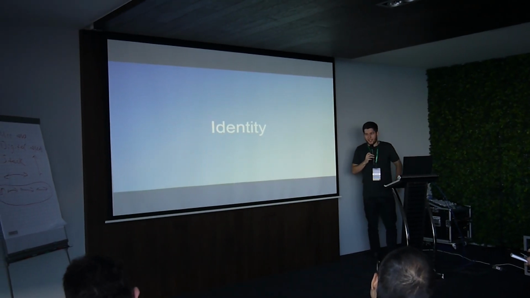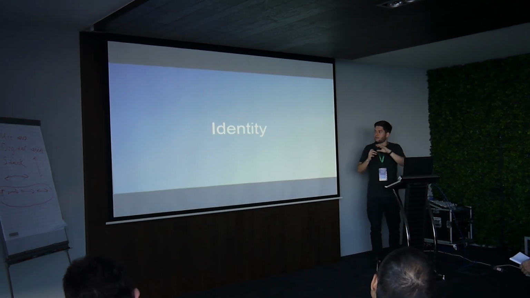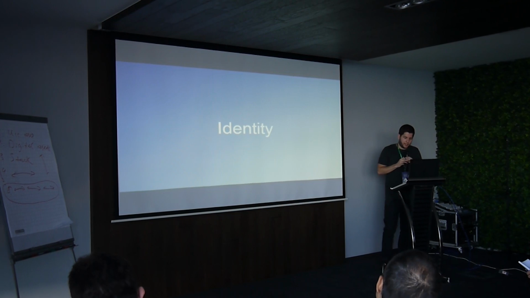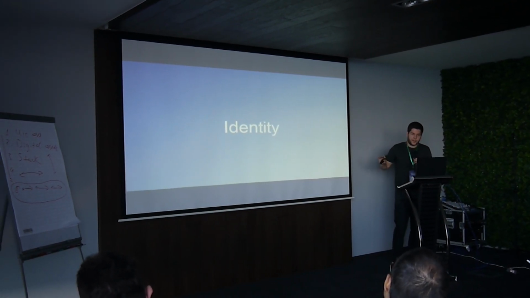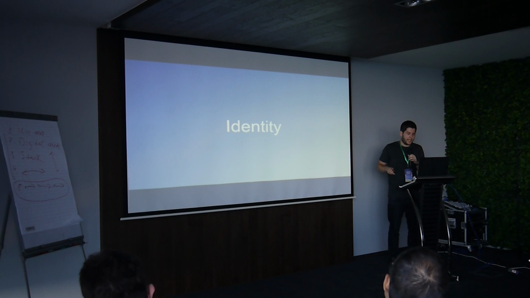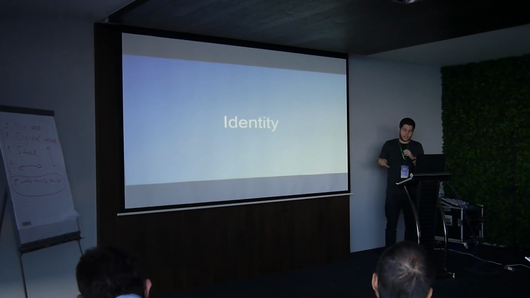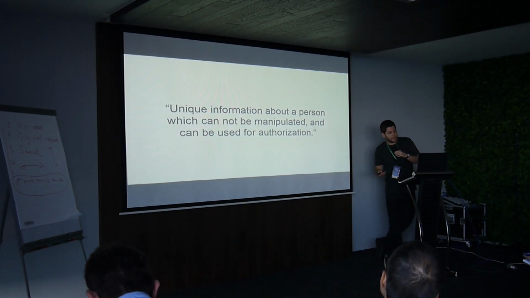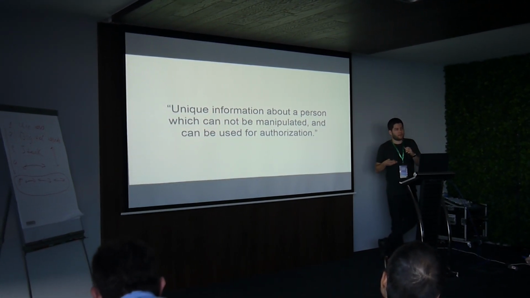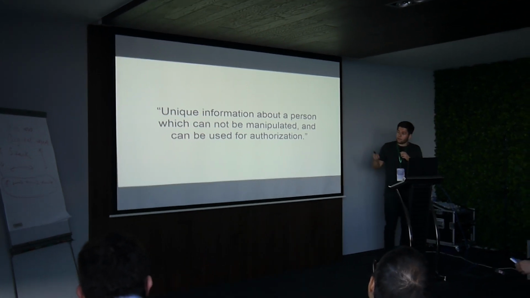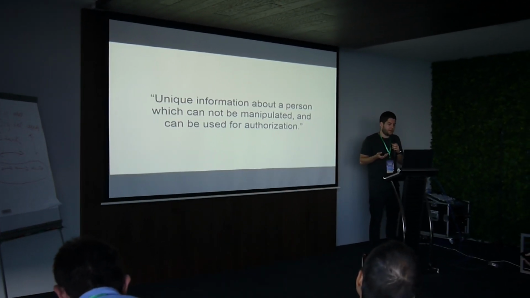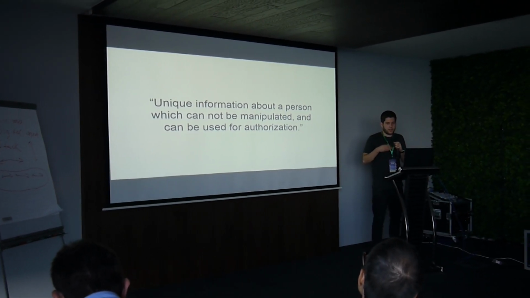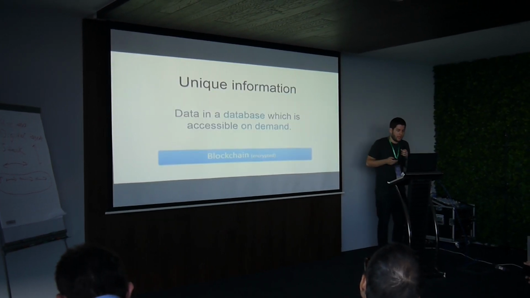So this was explained on a more general level. I'm not sure everyone gets what I said, so let me tell you one example. This is probably one of the most used examples ever, but I really like that idea of a blockchain service for identity. What is an identity? An identity is unique information about a person which cannot be manipulated and can be used for authorization. It can't be manipulated because an identity never changes, right? And you should be able to use it for authorization in order to prove that this is really you.